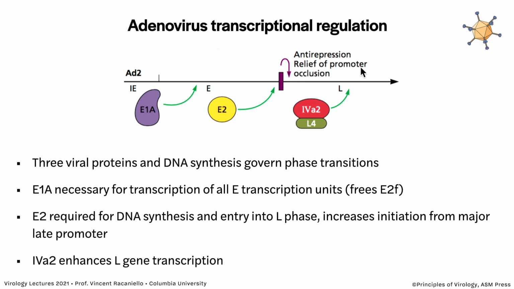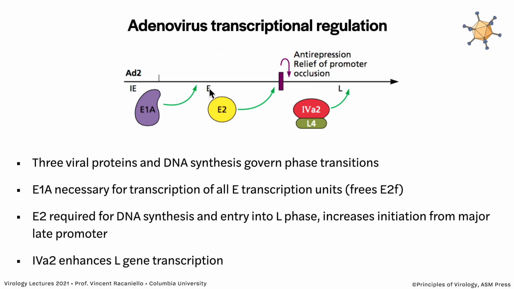The viral DNA gets in. Here's our timeline again. The promoter that's active upon entry of DNA is the immediate early promoter, which results in the synthesis of immediate early proteins, including E1A. E1A is necessary for transcription of the early genes, and we're going to see the mechanism for that in a moment. It's really amazingly clever.